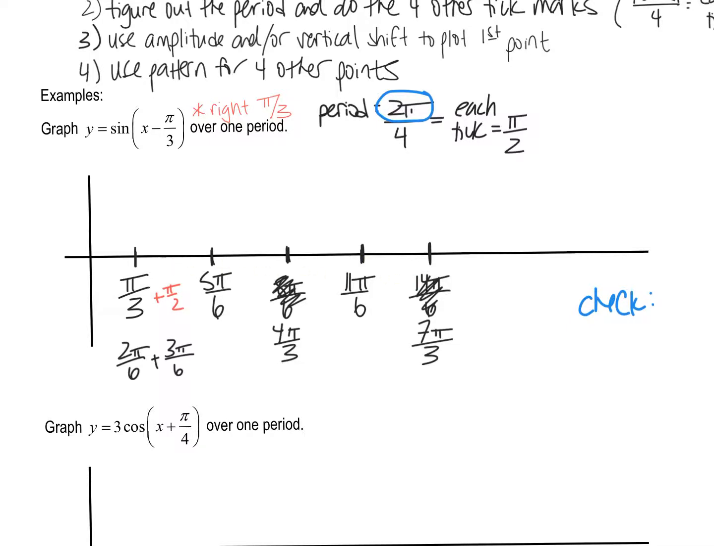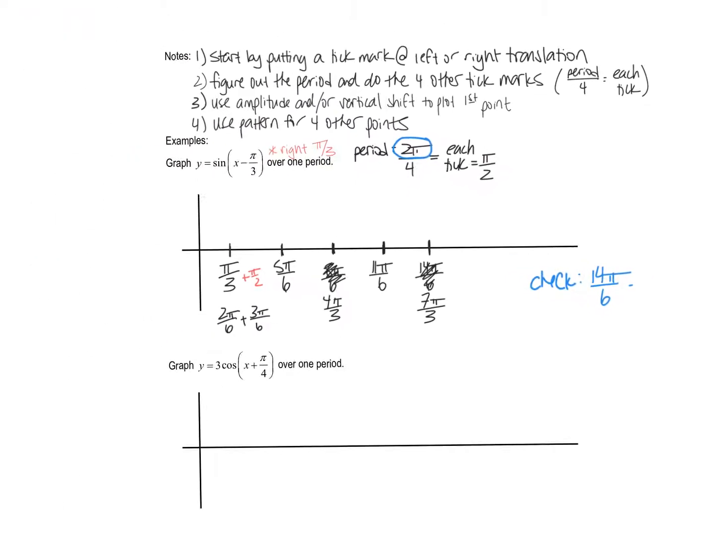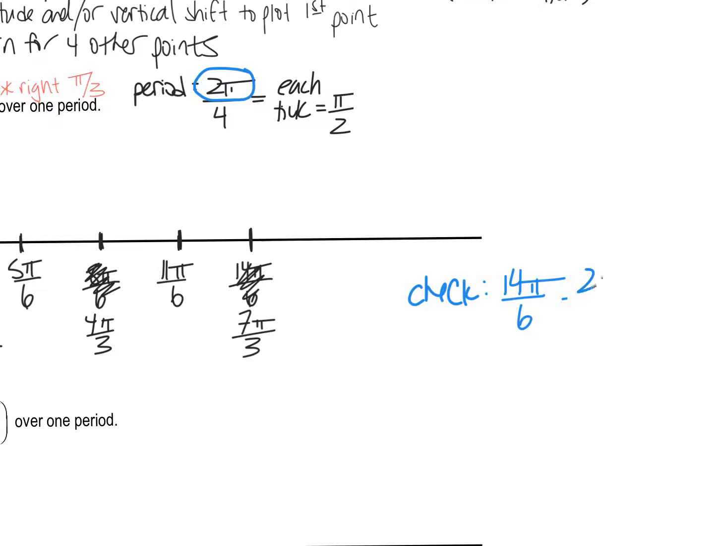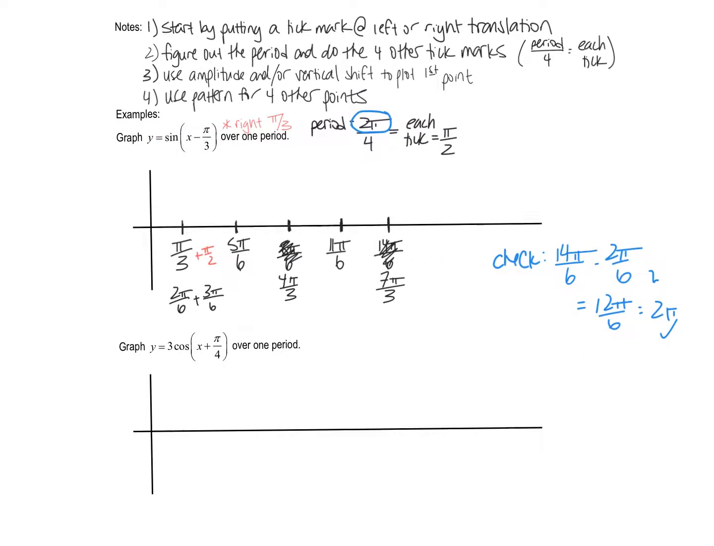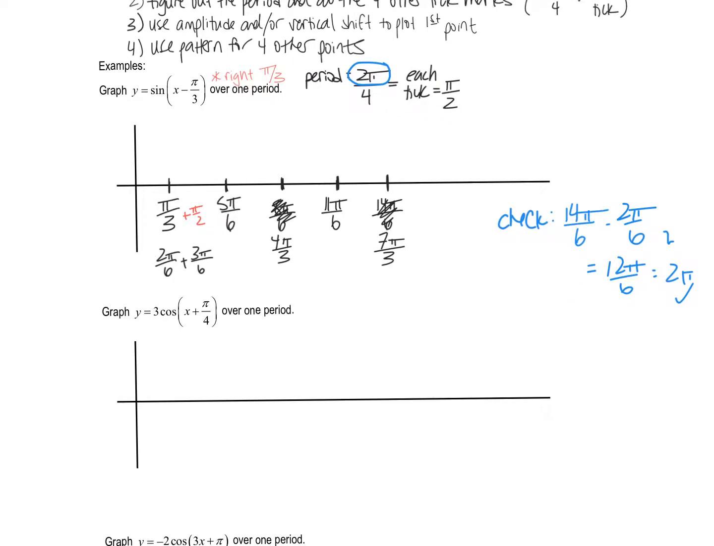So what I'm going to do is take my last tick mark. I'm going to leave it in common denominator form instead of reduced form just so that it's easier to subtract. 14 pi over 6 minus the first one: pi over 3 was the same as 2 pi over 6. That gives me 12 pi over 6, which is 2 pi. And that was my period, so I know I labeled my x values appropriately. So that's just a little trick for you in case you are a little bit nervous about all this fraction work down here.